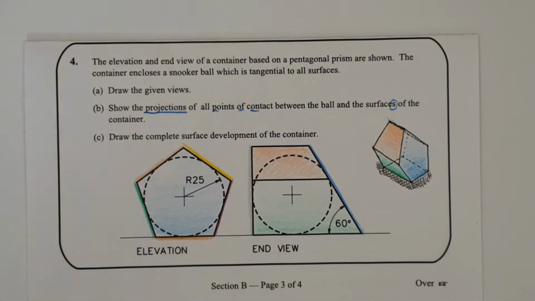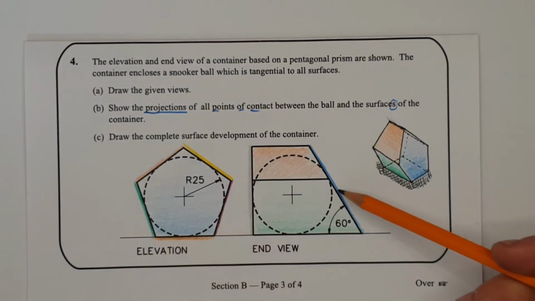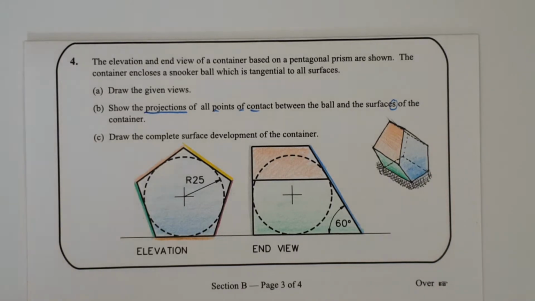So there's quite a number of points of contact. The snooker ball, or the sphere, that fits into this packaging touches every surface. So if we start looking at how many unique colours we have, well, first of all, we have the 1, 2, 3, 4, 5 surfaces of the pentagon. So that's 5 unique colours. Then we have the pencil shaded one here to the back is 6, and we have the blue sloped front 7. So there are 7 points of contact in the elevation and to show in the end view.